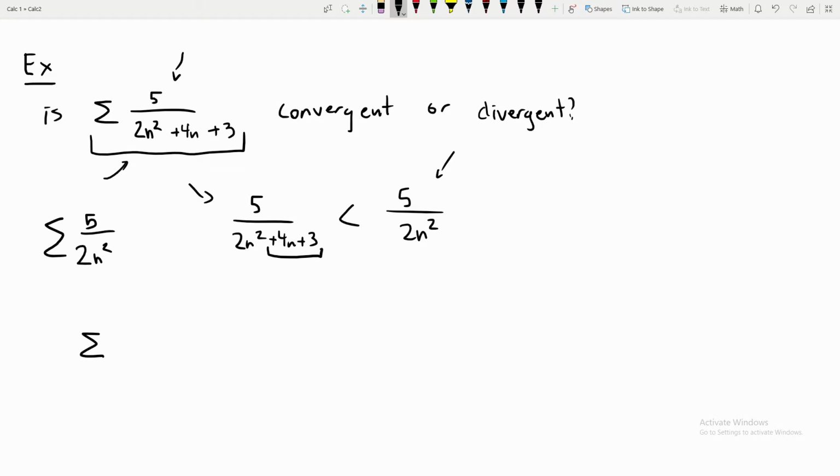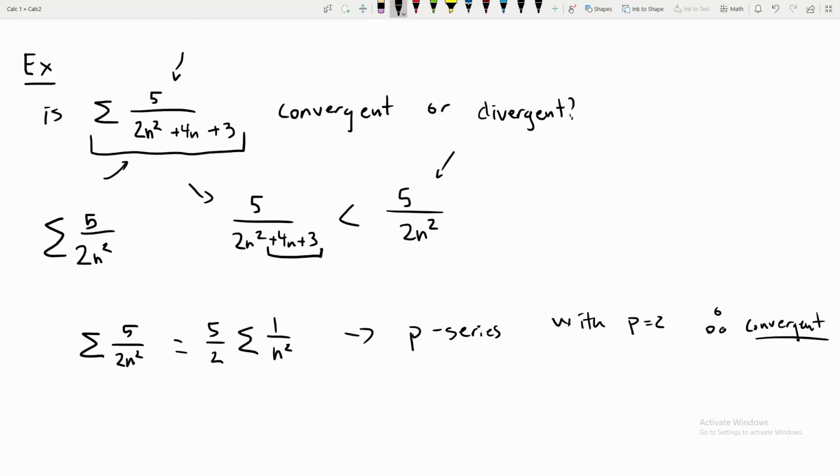Because we know that this one right here is going to be larger, now we have to go back and analyze this series. So 5 over 2n squared. What do we know about this series? Well, firstly, we can move out these constants and get 1 over n squared. And now, if you remember, this is simply a p series with p equals 2. And p equaling 2 means that this series would be convergent. Again, that's simply because p is going to be greater than 1.